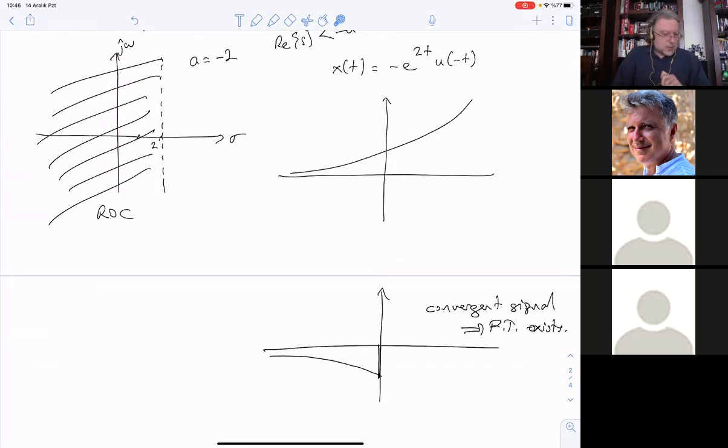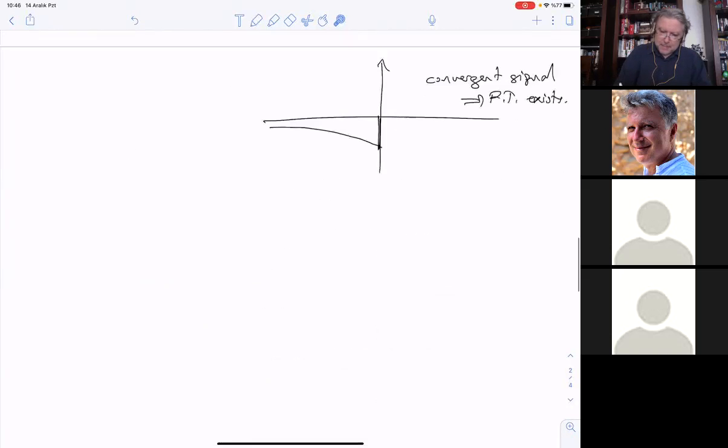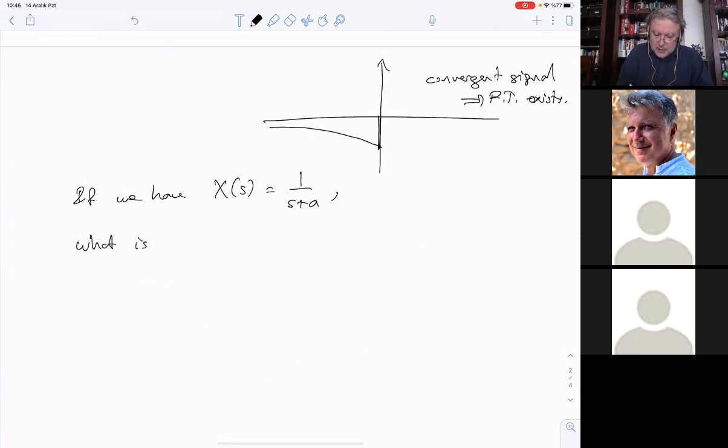Now the next question that we will talk about is about what is the inverse Laplace transform then? If we have a Laplace transform of x of s, let's say it's equal to 1 over s plus a. Then what is x of t, which is the inverse Laplace transform of x of s? X of s is the Laplace transform of x of t. So what is x of t?